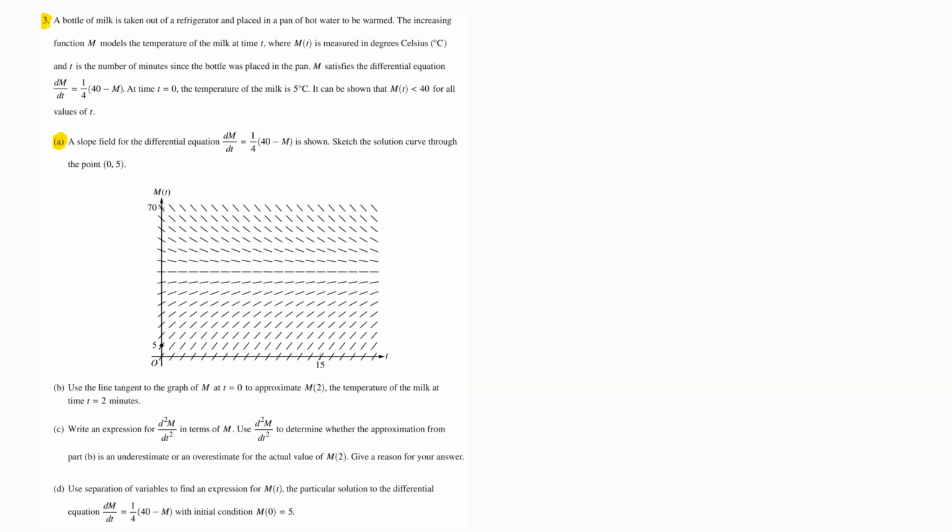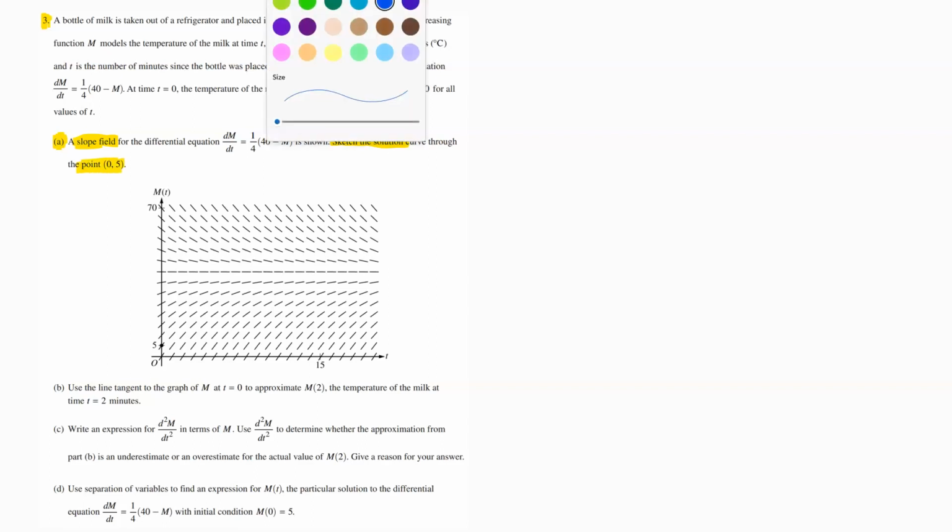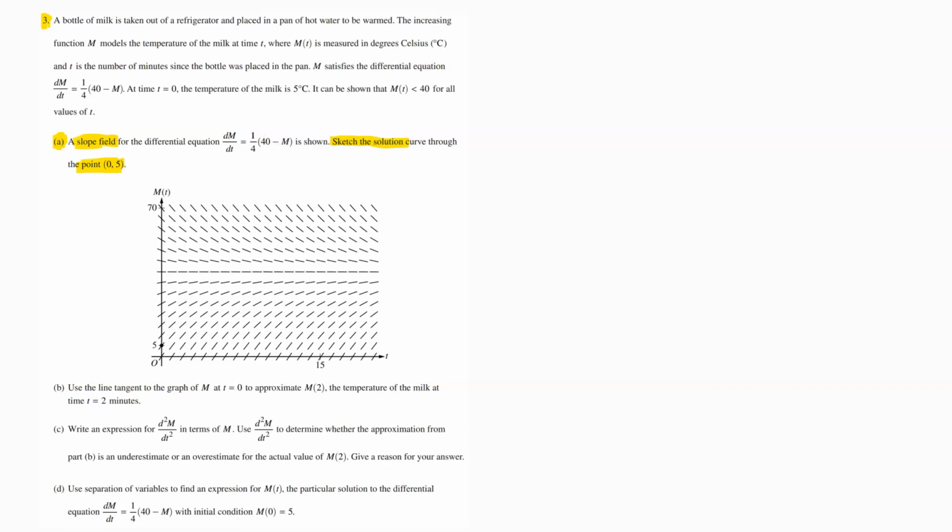So looking at part A here, they're giving us a slope field down below for this specific equation, and what they want us to do is sketch the solution curve and just make sure it goes through the point 0, 5. Well, they give us the point 0, 5 down below here. That's marked on here. So that's going to be our starting point for drawing this.